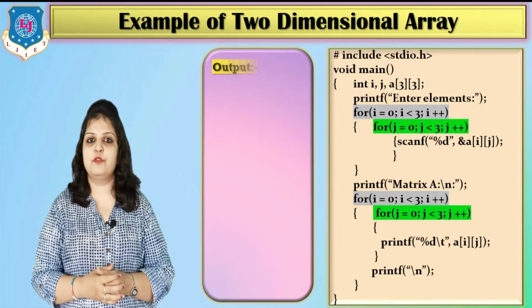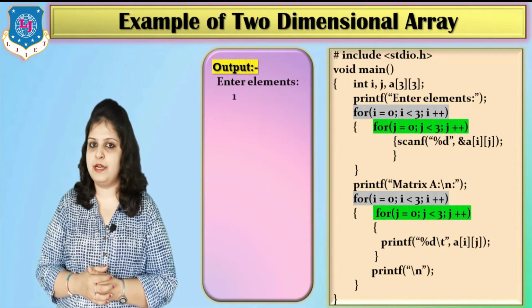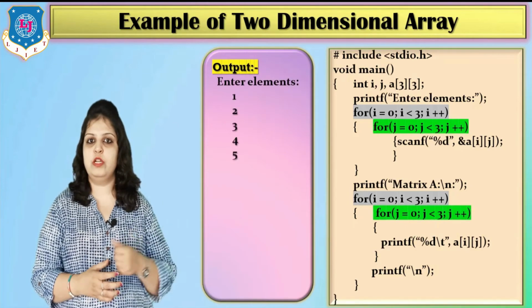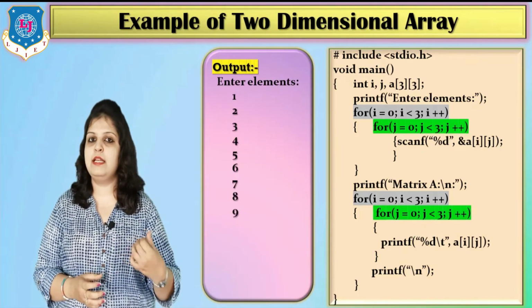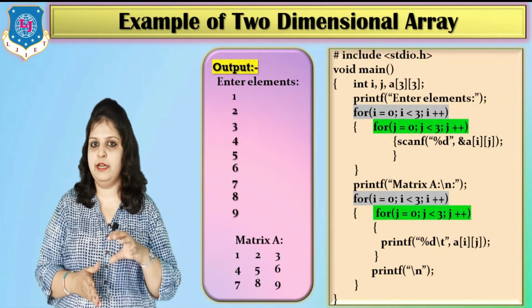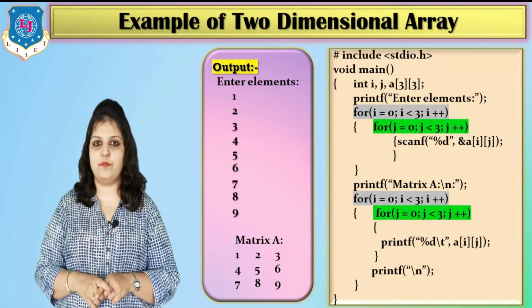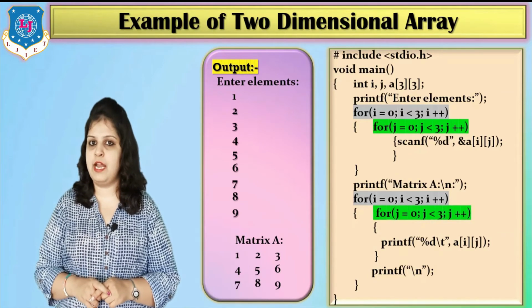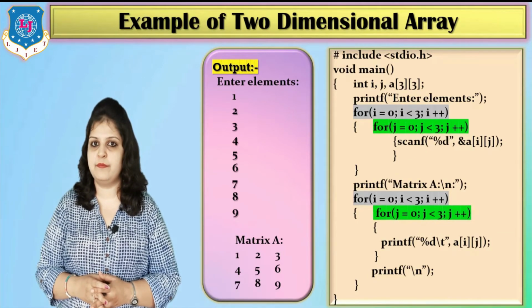So see the output. First of all enter the elements. We have to enter a total of 9 different elements, and then we will get the answer, with all elements printed in the matrix form. So in this way we can write the program of a 2D array.